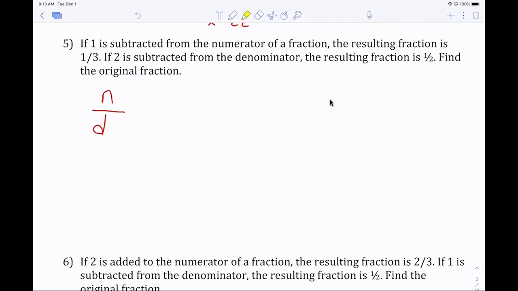All right, now let's look. It says if 1 is subtracted from the numerator. So how would I write the numerator if 1 is subtracted? Say it. N minus 1. So this fraction right here, I'm subtracting 1 from the numerator. Did I do anything to the denominator? No, the denominator stays the same. It does say if I subtract 1, the fraction becomes what? It becomes 1/3. So we put equals 1/3.